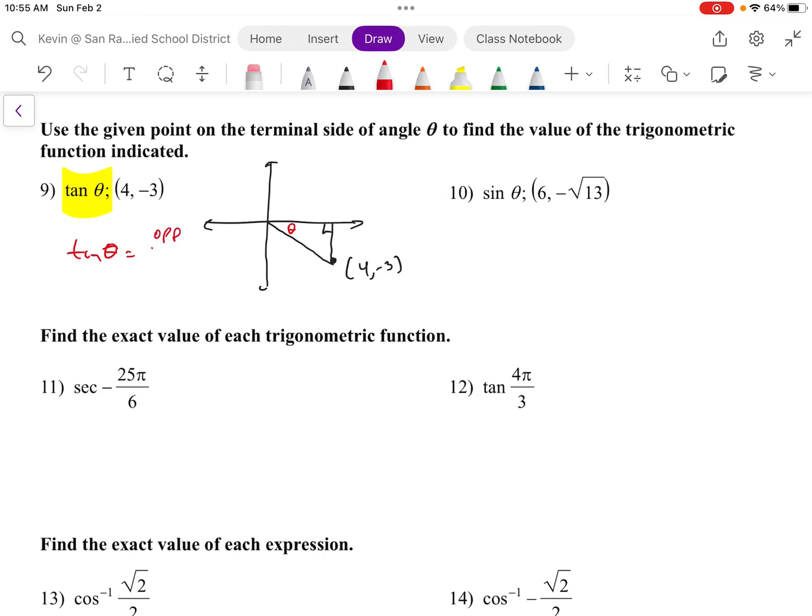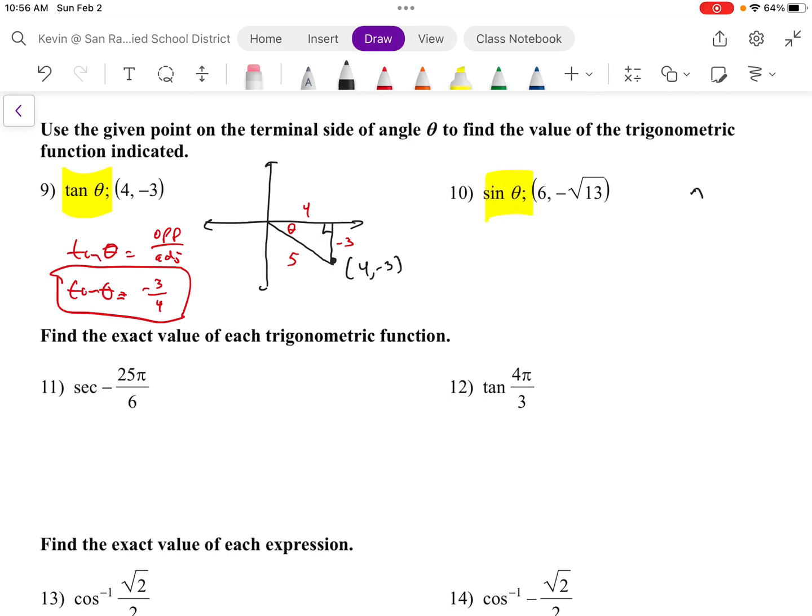So it says tangent theta, and tangent of an angle is opposite over adjacent. So tangent theta equals, let me write this in. This is -3. This is 4. This is 5. We don't really care because we're looking for tangent, which is opposite over adjacent. We have that. It's -3/4. Okay.